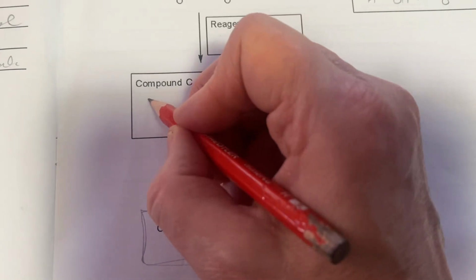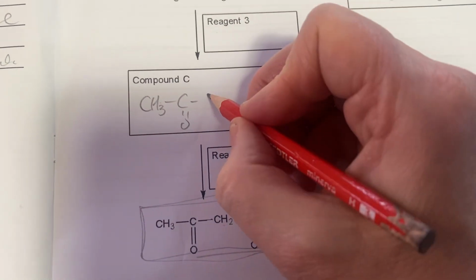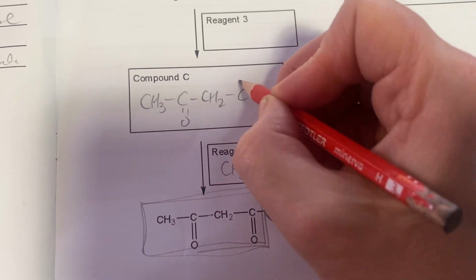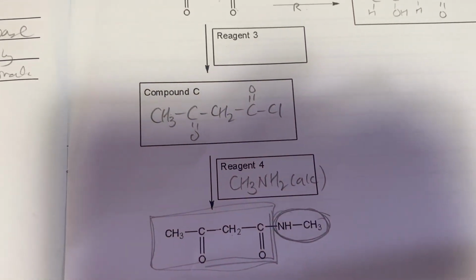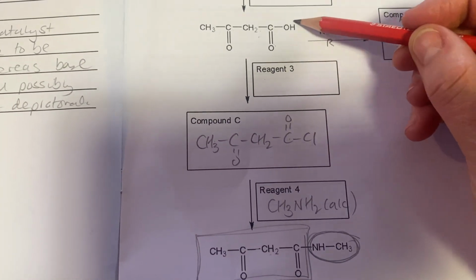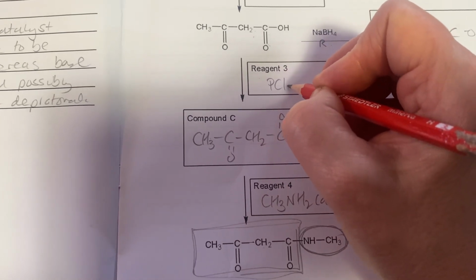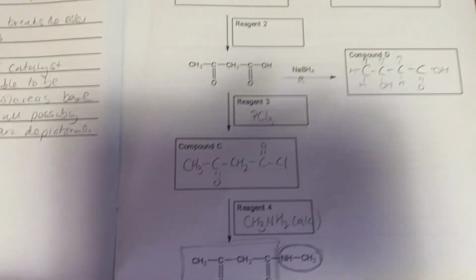And that, therefore, must have been that ketone group, just copying it all down, and then C double bond to O, Cl. Therefore, I look at what's the difference between this one, and it's only the Cl. So I've added PCl3 or PCl5 or SOCl2.